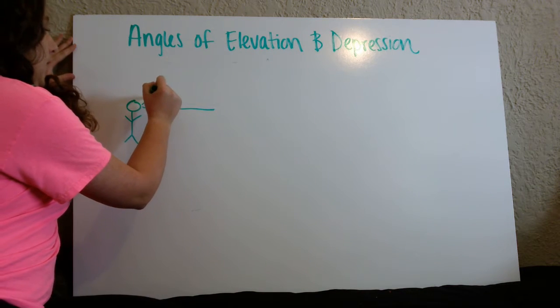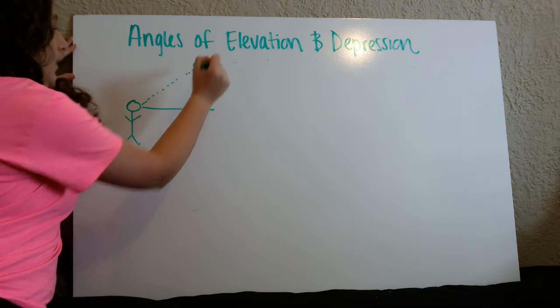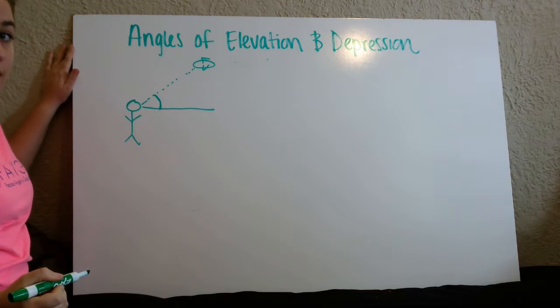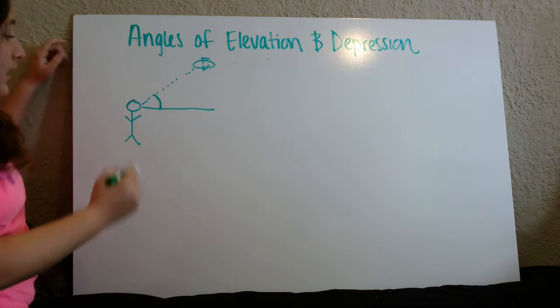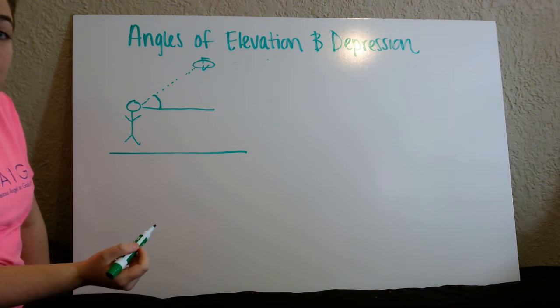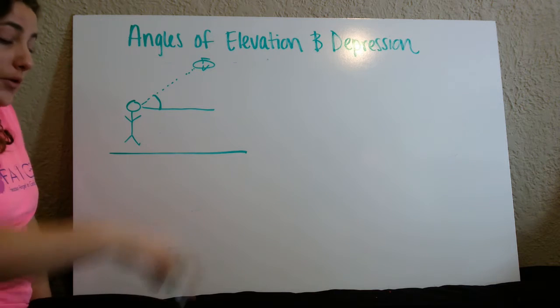So say that I'm looking up at the sky at a bird. This right here would be my angle of elevation. Now, angle of depression is a little bit different. Depression means down, so this is actually going to be an angle going down.